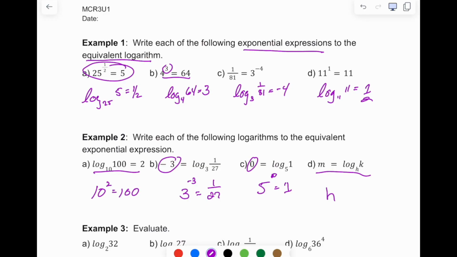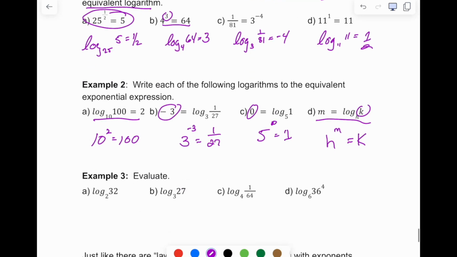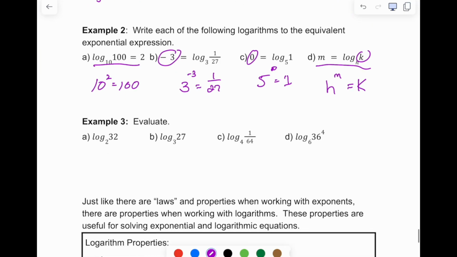So in general, when we have something like this, what's the base of my log? That's h. Remember, the answer to the log is my actual exponent, so in this case it is m. And k, what we're taking the log of, is the actual answer of the exponential expression. All right? So let's work through some examples where we actually evaluate.